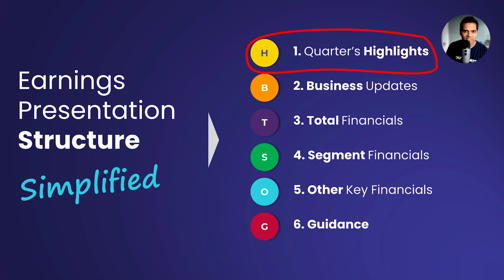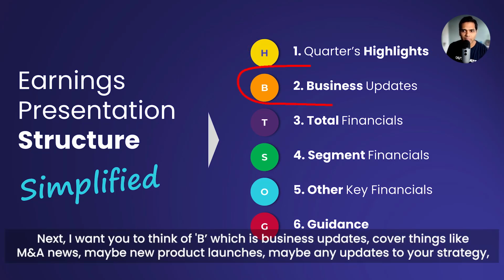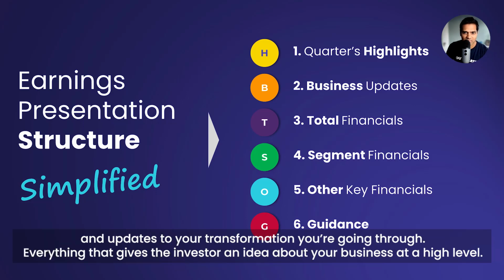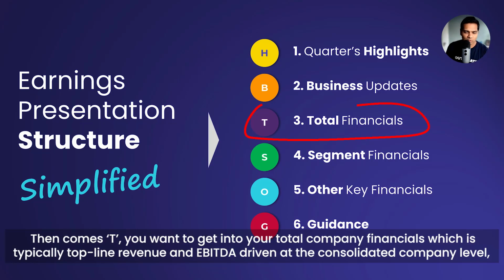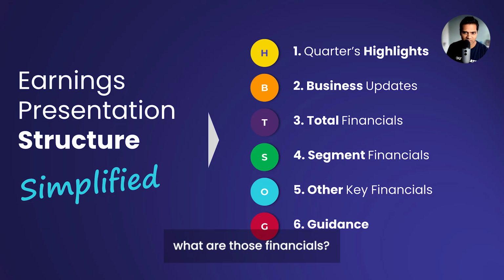Start here. Next, I want you to think of B, which is business updates. Cover things like M&A news, maybe new product launches, maybe any updates to your strategy, updates to the transformation you're going through. Everything that gives the investor an idea about your business at a high level. The key business updates you want to go next. Then you want to get into your total company financials, which is typically top line revenue and EBITDA driven. At the consolidated company level, what are those financials?